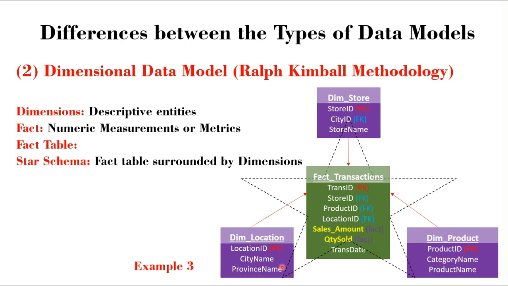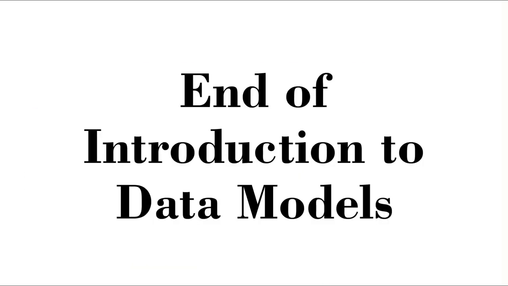So under the dimensional model, we are grouping like data into the same table in order to obtain minimal tables, and we are making sure that we are separating our dimensions from our facts and linking them together to obtain a star schema. So this brings us to the end of our introduction to data models.